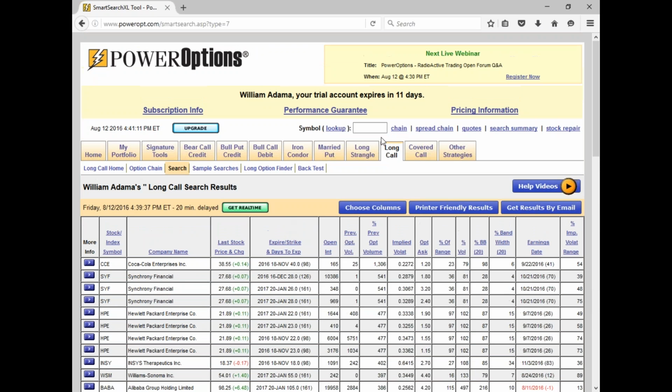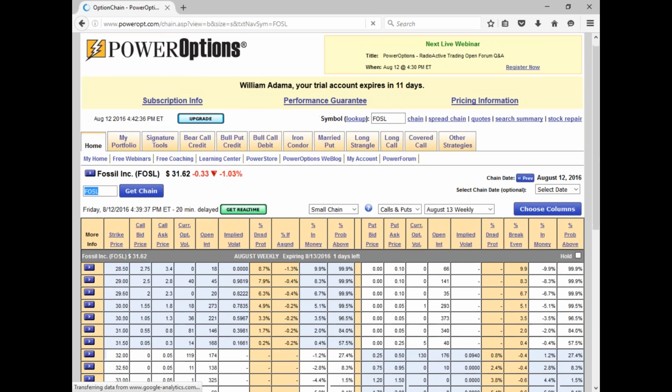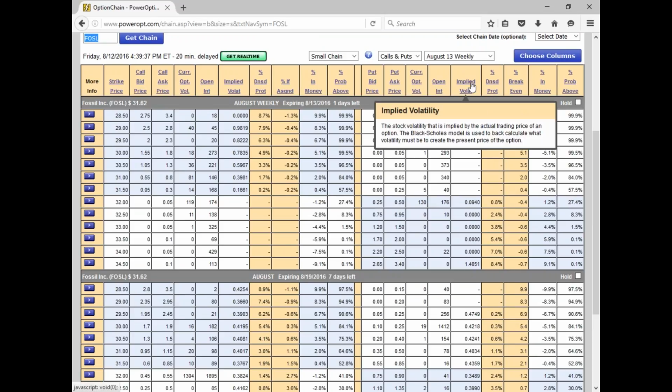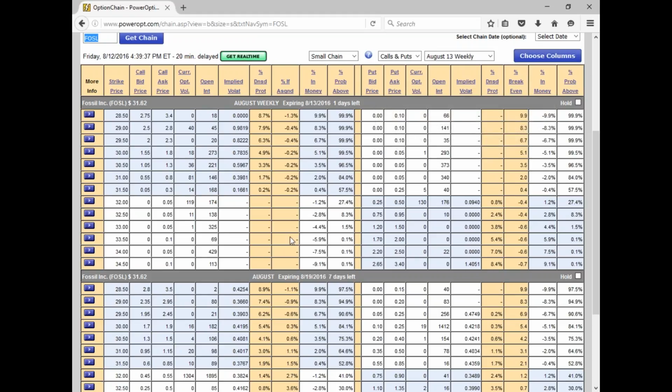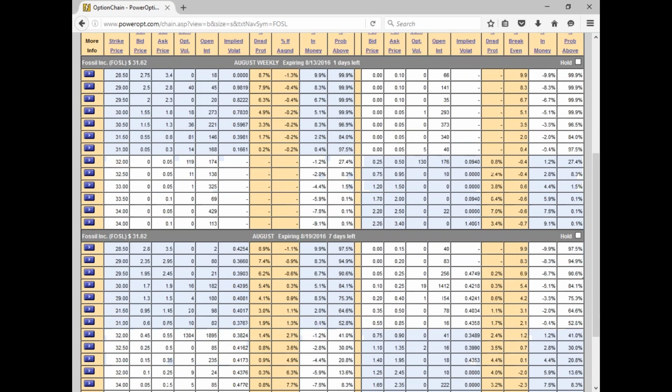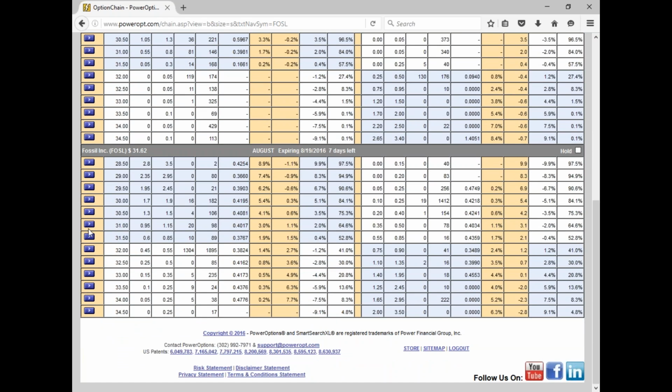Now, anytime that you're just in the option chain as well, Donald, let's just go to Fossil, for example, and I click on the chain. You can select to view the implied volatility values or the implied volatility range in your data columns on the chain as well, in addition to on the search tool. You could also see those columns there once you selected them using the Choose Columns feature. But something I think you'll find more interesting is, let's go 7 days out here.